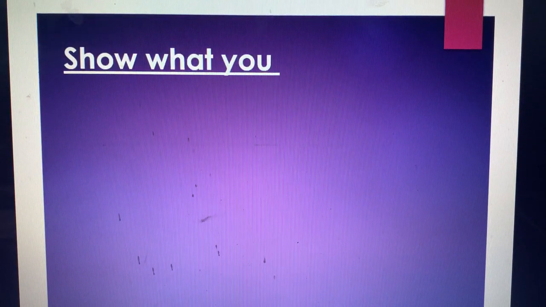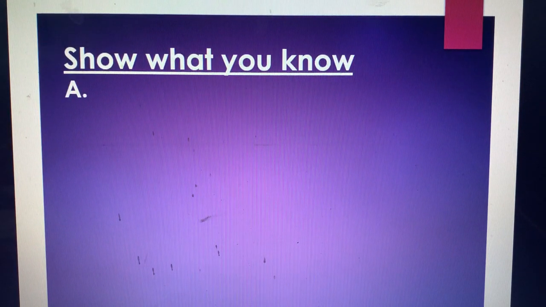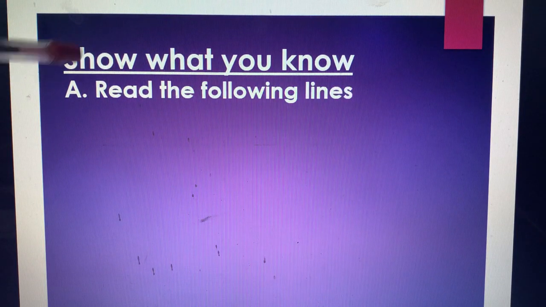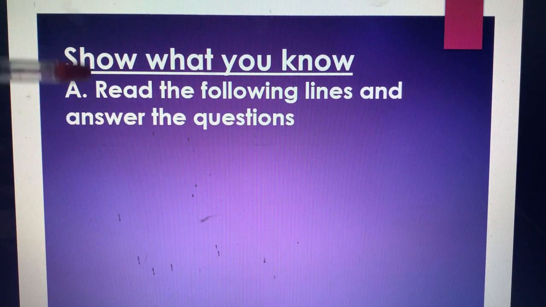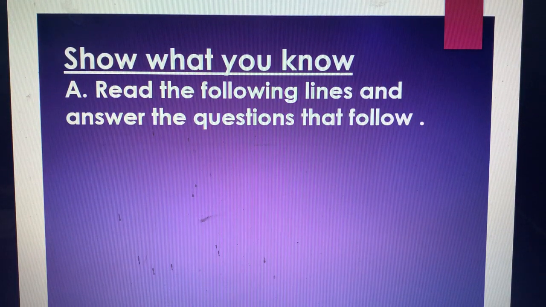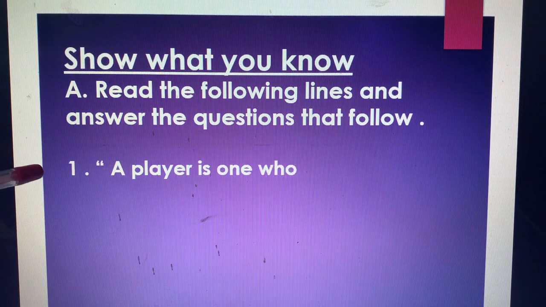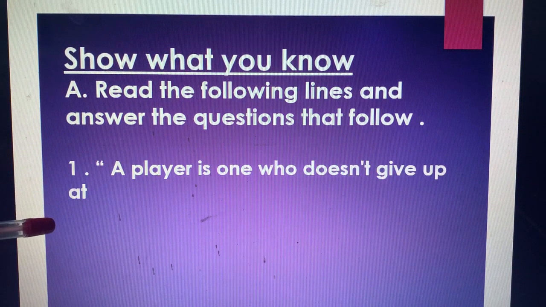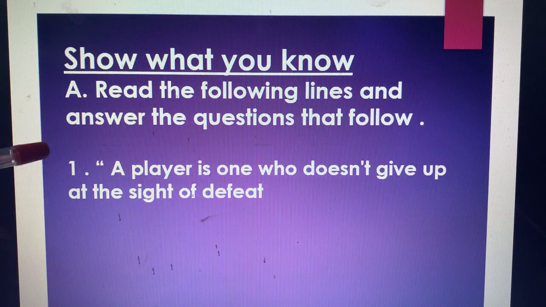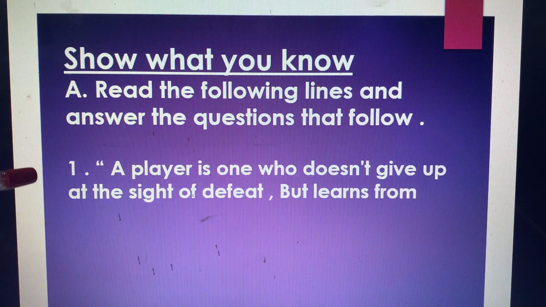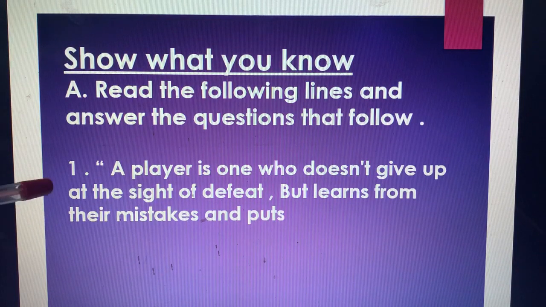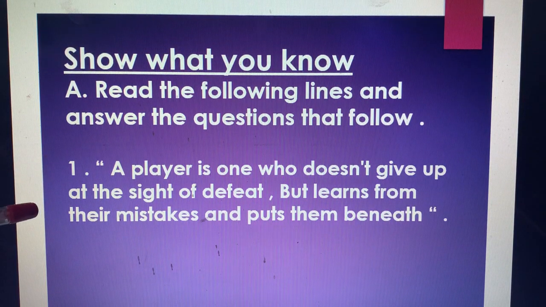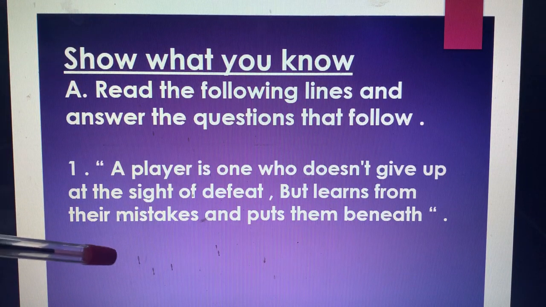So, question answers. First is Show What You Know. First question is: read the following lines and answer the questions that follow. The first line is, on the basis of this line you have to answer the questions: "A player is one who does not give up at the sight of defeat, but learns from their mistakes and puts them beneath." I explained to you, this is the first line of the poem.